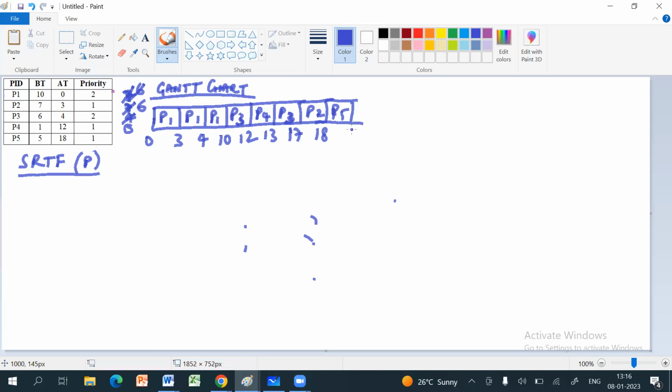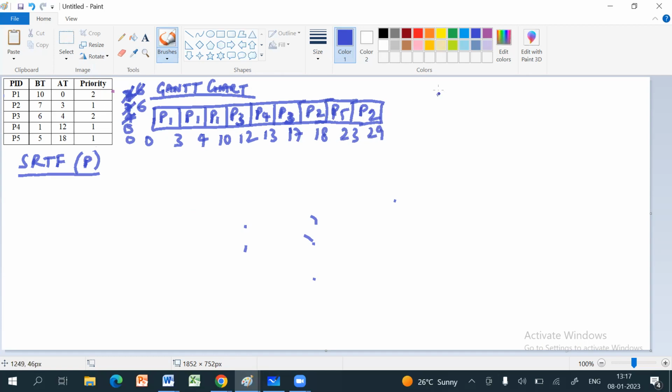Okay. Now after 18, there are no more interrupts. So it is as good as non-preemptive again. So you are voluntarily allowing P5 to continue till 23. And obviously this has 0 remaining, and the remaining time of P2 is still 6. So it will continue till 29.